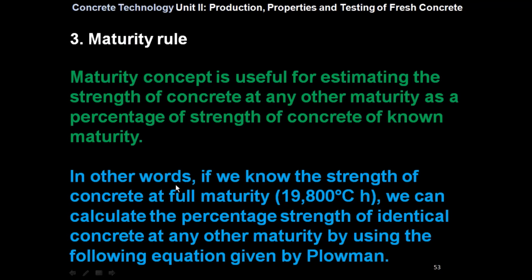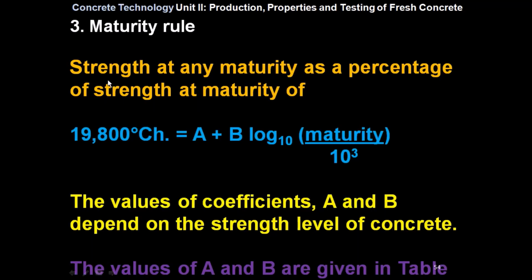In other words, if we know the strength of concrete at full maturity, that is 19,800 degrees Celsius hours, we can calculate the percentage strength of identical concrete at any other maturity by using the following equation given by Plowman. So the strength at any maturity, as a percentage of strength at maturity of 19,800 degrees Celsius hours, is equal to capital A plus B log to the base 10 of maturity upon 10 to the power 3.